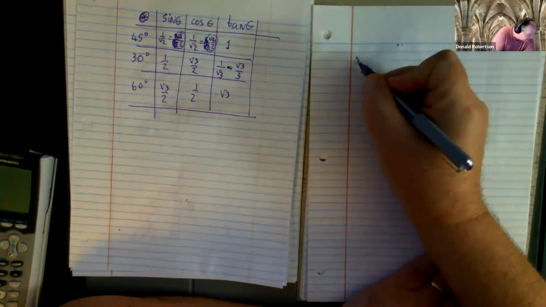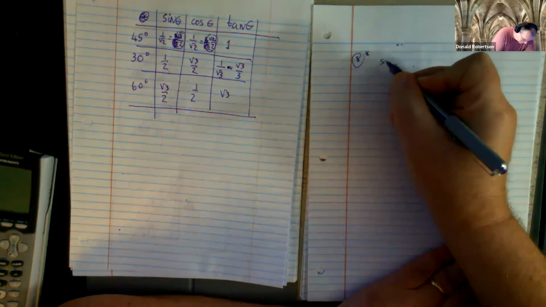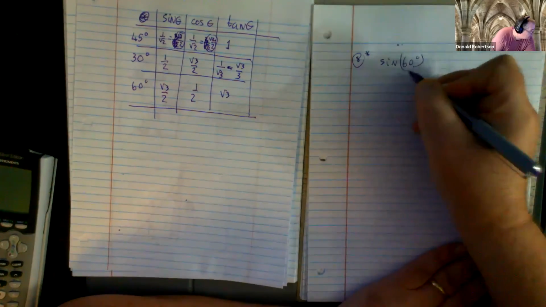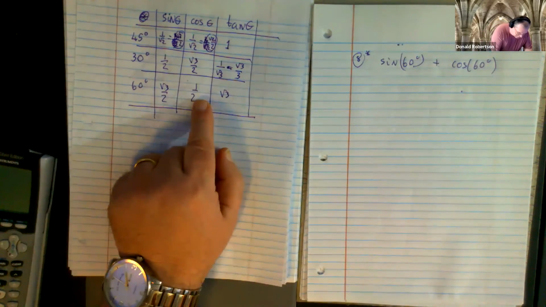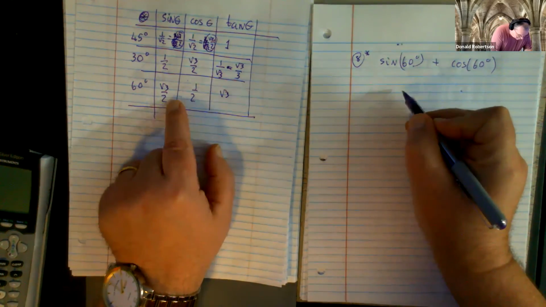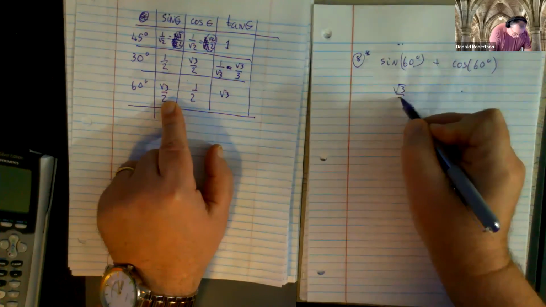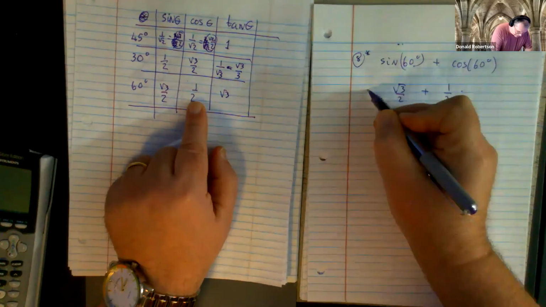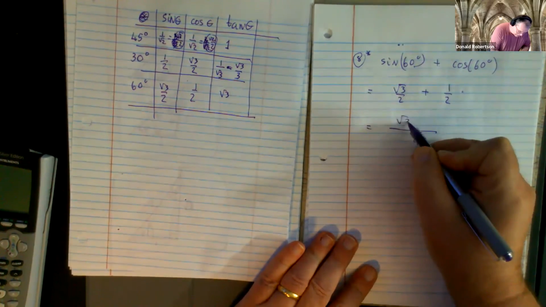Suppose you get a question that looks like this: the sine of 60 degrees added to the cosine of 60 degrees. Let's just suppose you're asked to do that, and they want exact values. The sine of 60 degrees is root 3 over 2. The cosine of 60 degrees is a half. And you can't really do much except that.